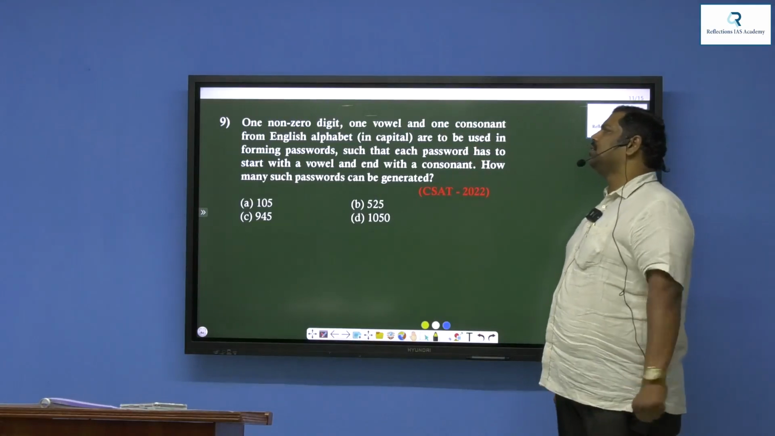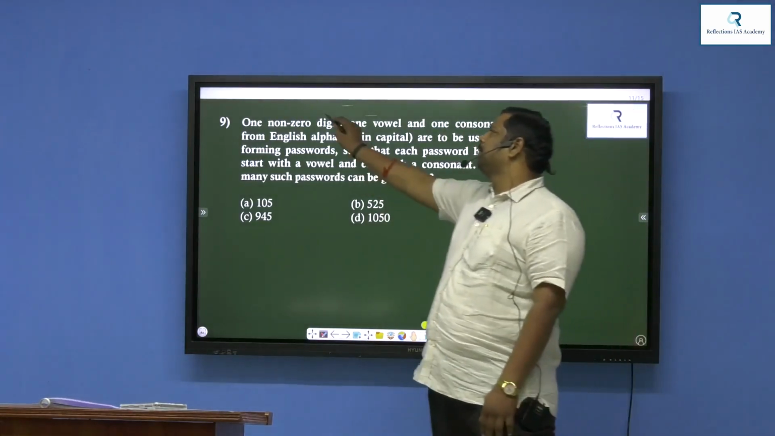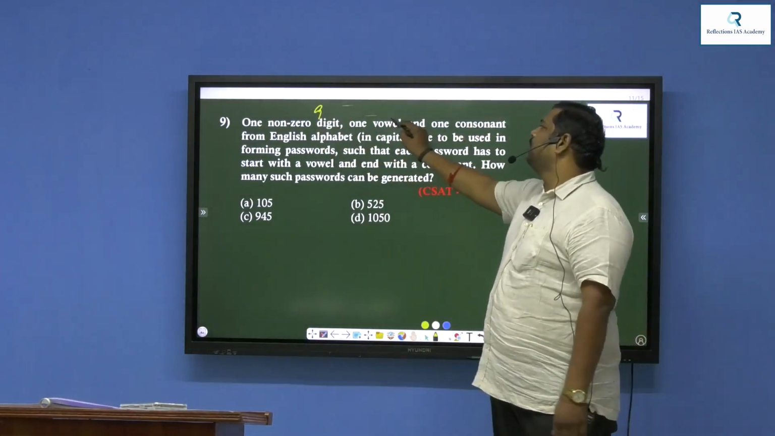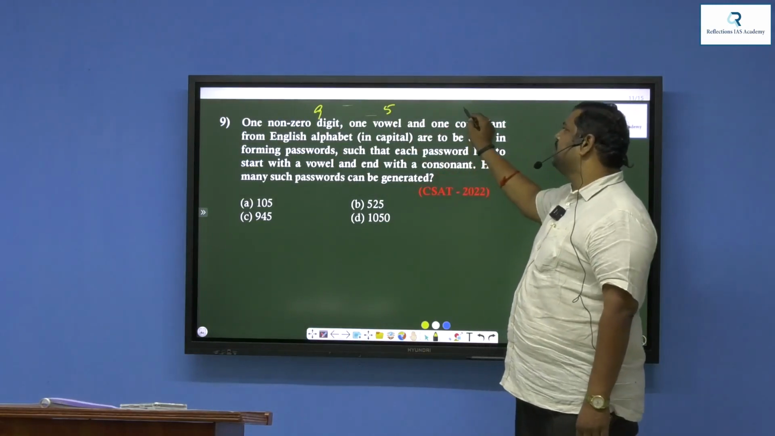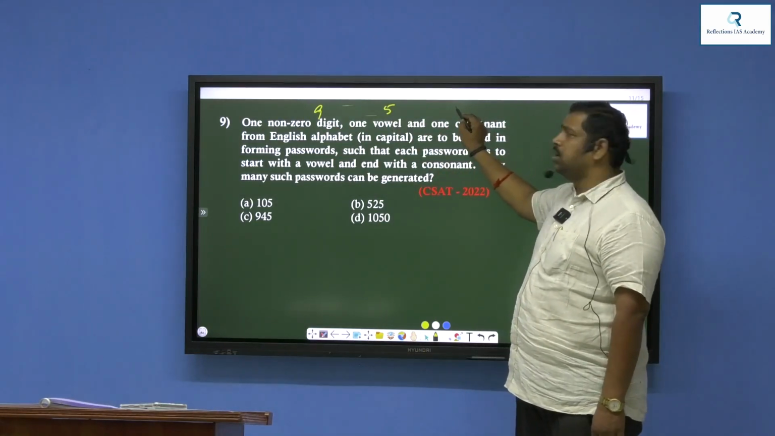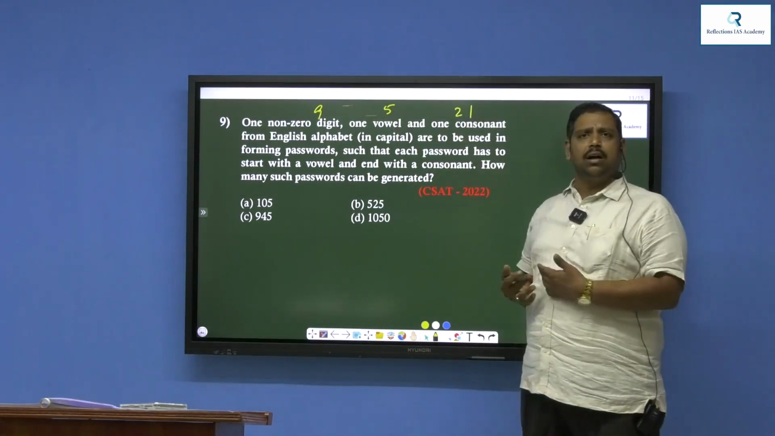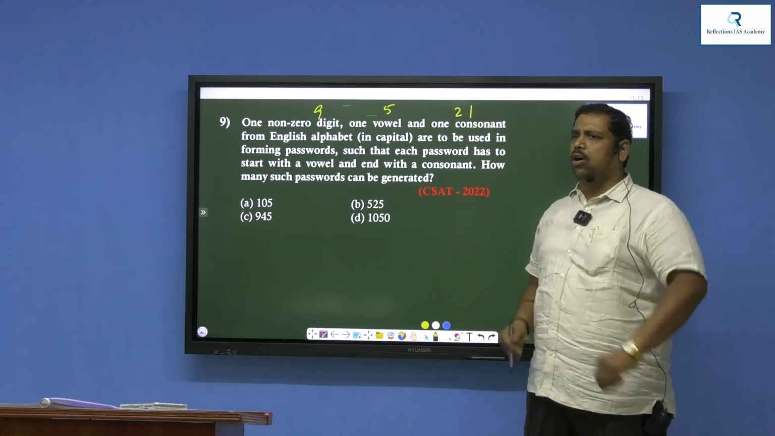One non-zero digit. Non-zero digit means how many are there? 9. One vowel means 5. One consonant means 21, total of 26. Now, 5 vowels means the remaining 21 are consonants.